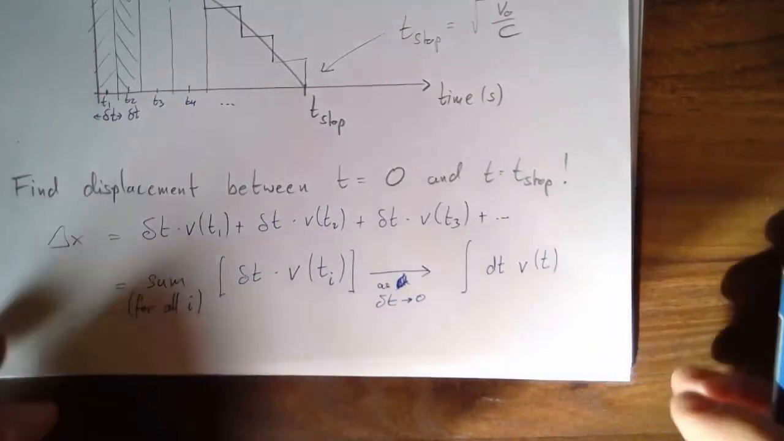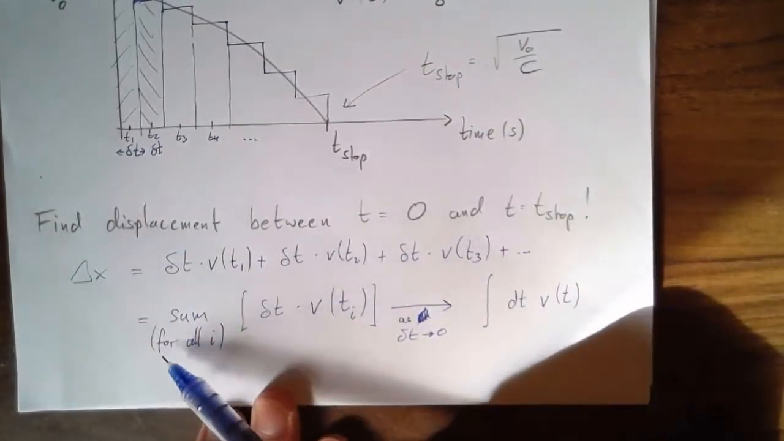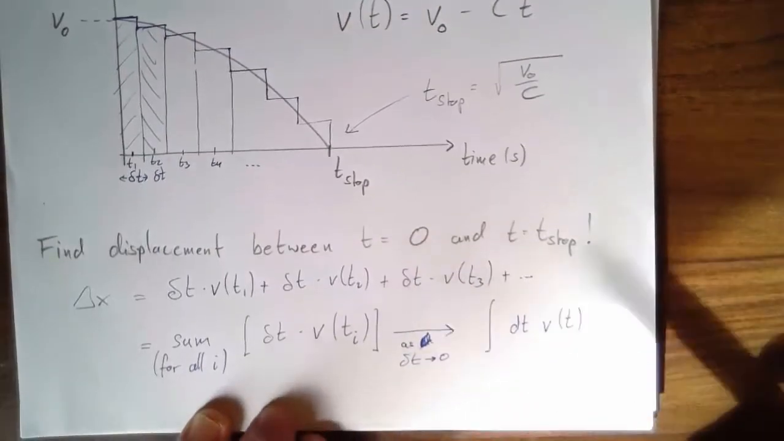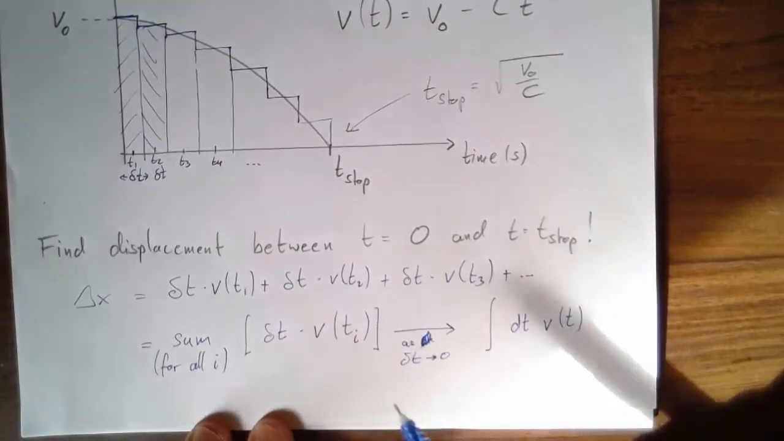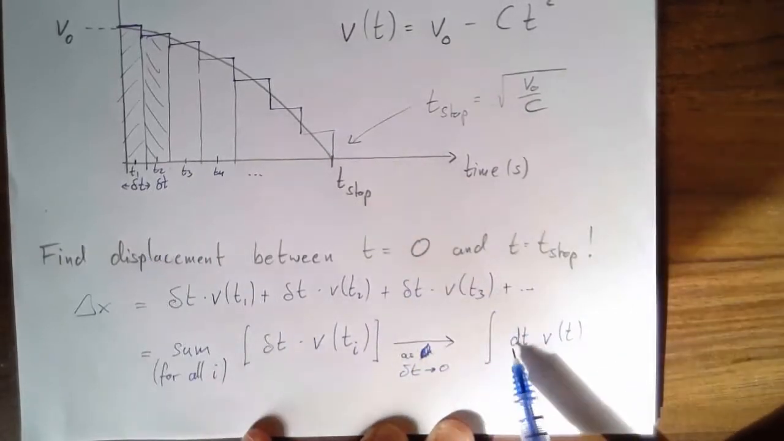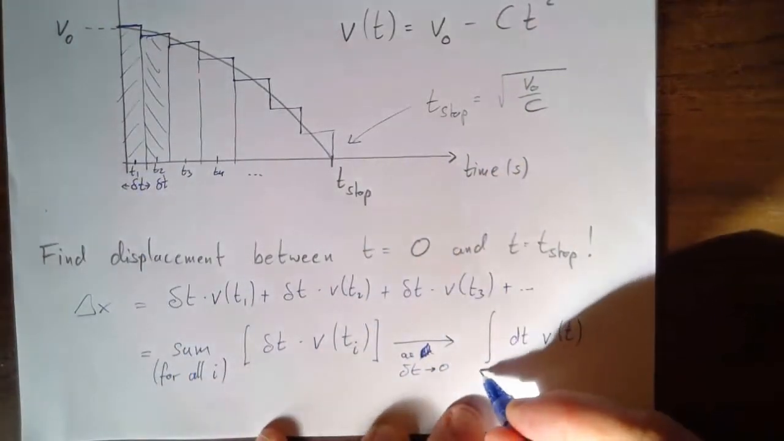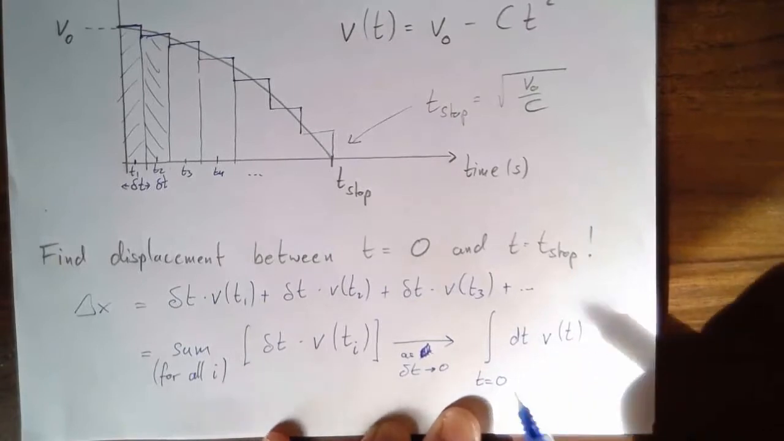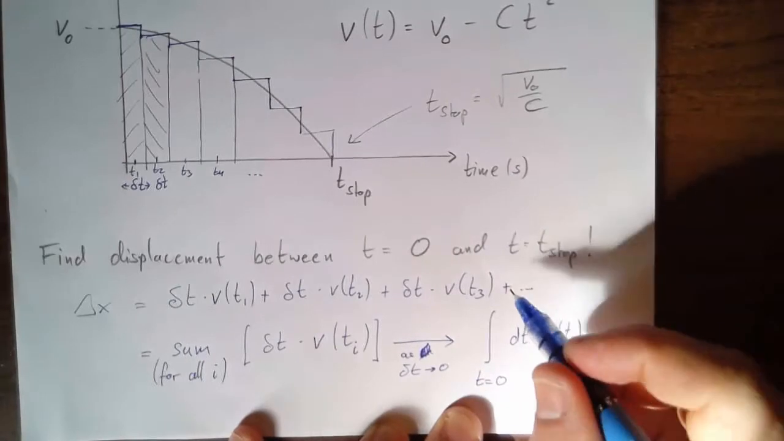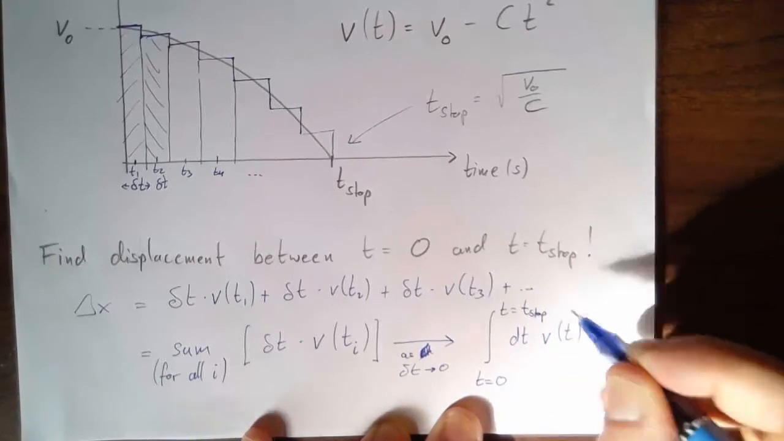Now, this sum, what is the sum taken over? How do I know what terms to add? Well, here I just said for all i, but now I have an infinite number of them. I can't really count to infinity. I'm not that kind of infinity anyway. So I'm going to start at the beginning. I'll write this down here. And I'm going to stop summing once I reach this time here, at t equals t subscript stop.